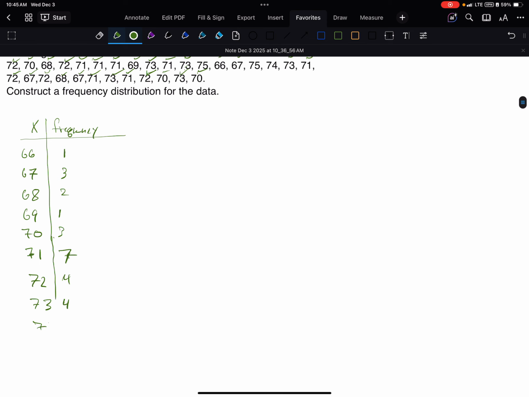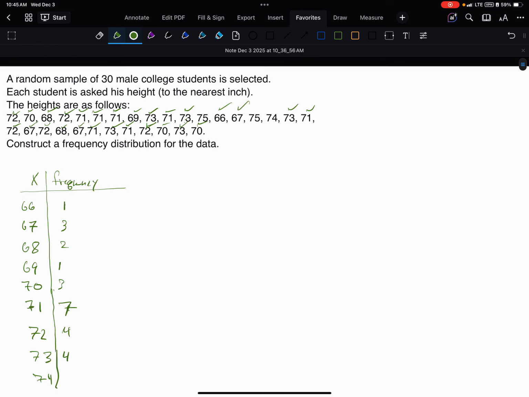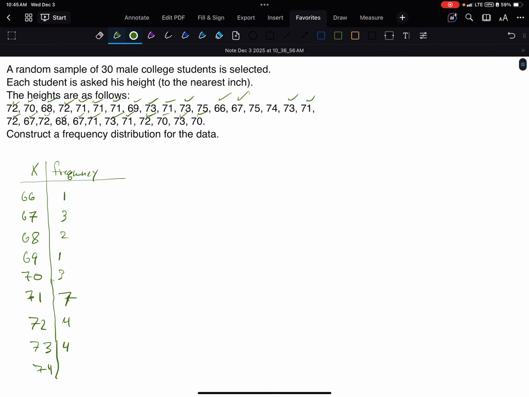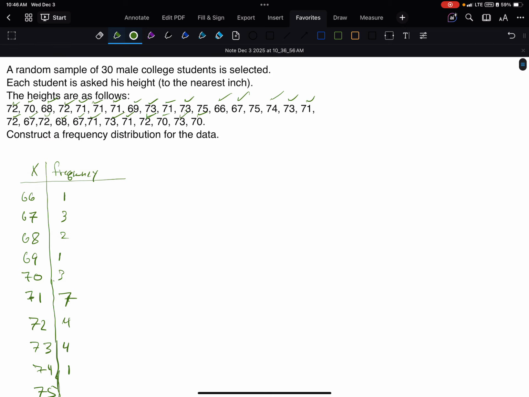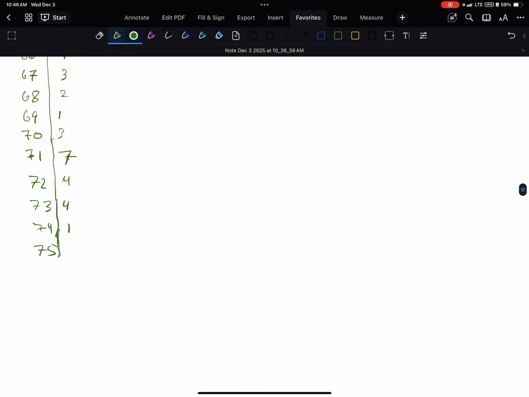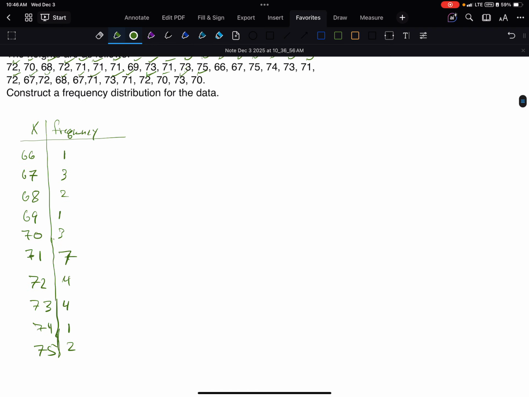All right, now 74. There's a lot less to search at this point. I go up here, and I've got a 74, 1, just 1. And then I've got a 75. And if I'm looking for 75, I've got 1 there, 2. That looks like it. And so that is my frequency distribution.